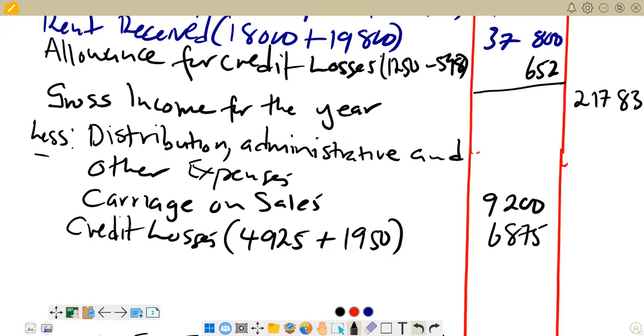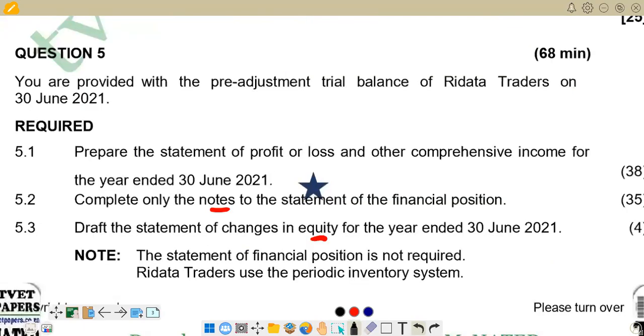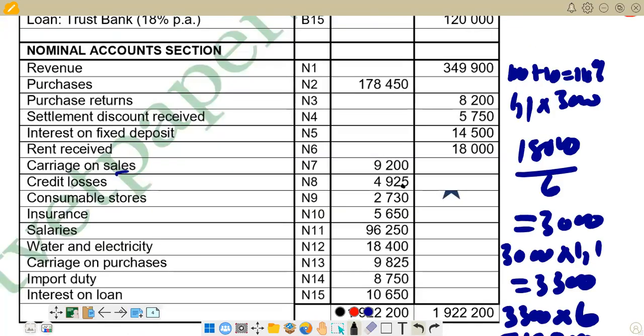And we go back again to the list of balances to check for the next expense. We've got consumable stores. If consumable stores is just listed in the nominal section, and we've got no adjustment information about consumable stores, we just take this one as an expense. But if you go to the additional information, we've got closing inventory of those consumables.